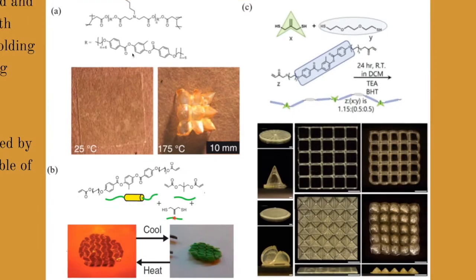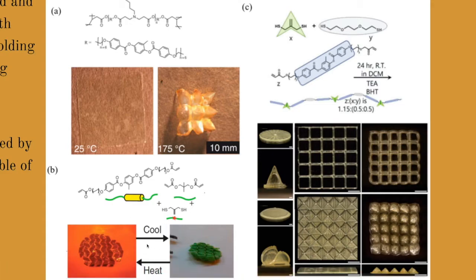So if you see here, this is the chemical, the R is this material. This is a 3 by 3 array at 175 degrees. Before, it is just a flat shape, and then it can make this shape. This is the interesting point for crystal polymers, because at some point the structure can be crystalline. So you can actually design the crystal structures for the polymers.